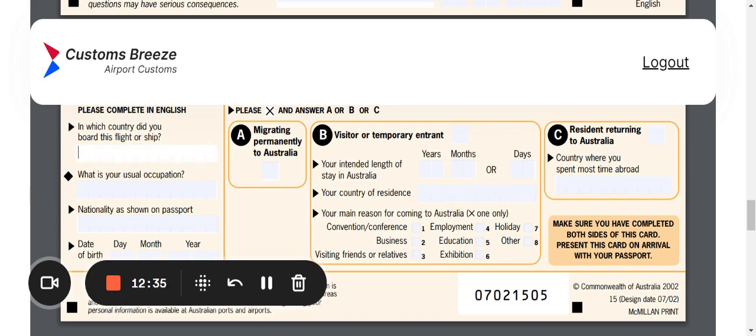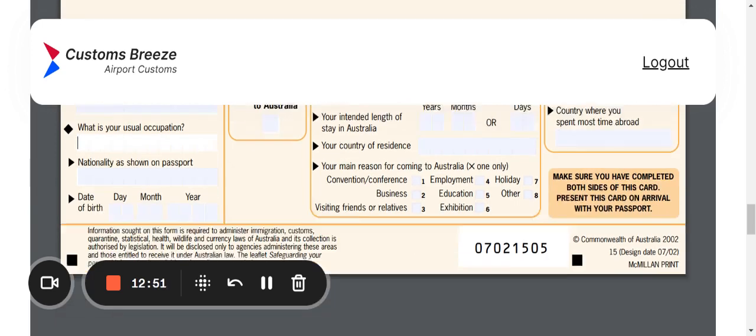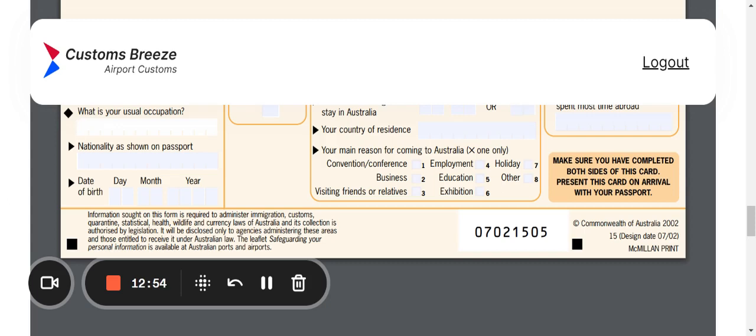The next is, what is your usual occupation? What do you do for a living? That's what they're asking you. You know, are you a teacher? Are you an engineer? That's what they want you to fill out in this section. The next section is asking your nationality. This section is asking for your nationality as shown on your passport. The next section is your date of birth, day, month, year.